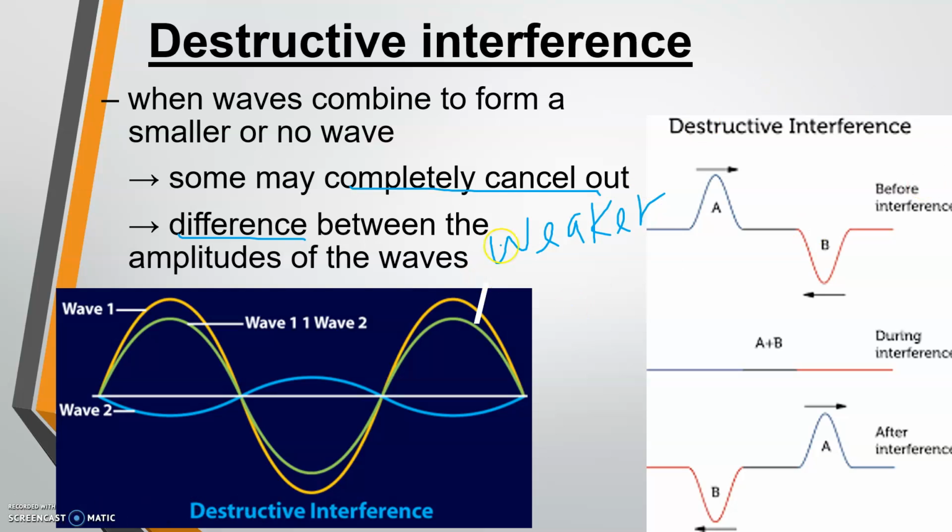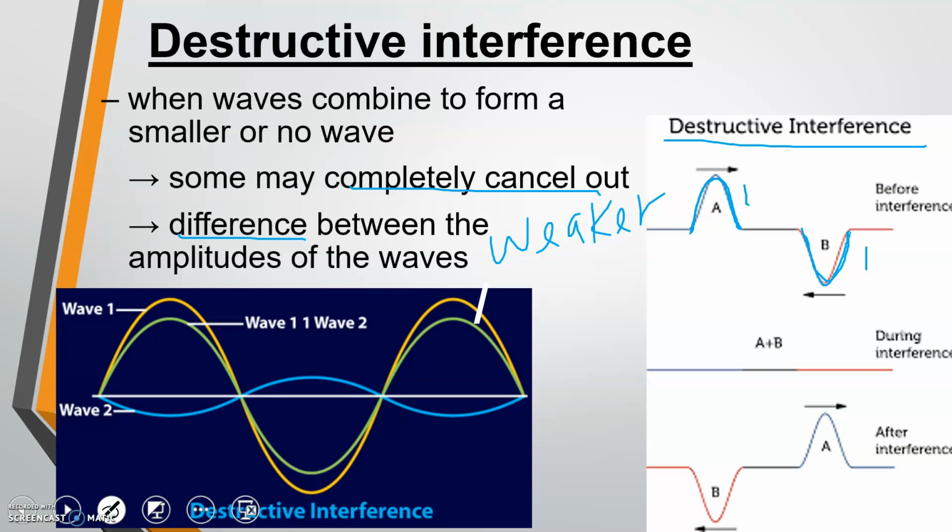So let's look at our graphic on the right-hand side for destructive interference. First, you have amplitude A and amplitude B. They look equal, right? So maybe this is amplitude of 1, this is amplitude of 1. They look the exact same. However, A is a crest and B is a trough, so they're opposite to each other.